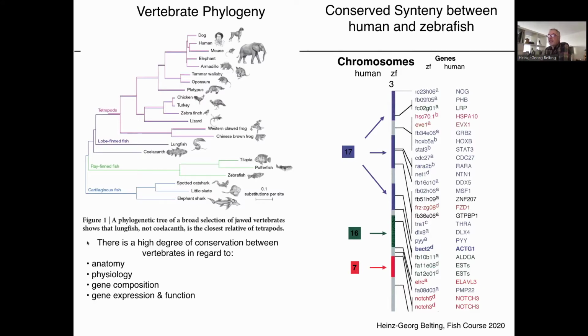So when you look at anatomy, you have a head, you have arms, and, as Markus also alluded to, the organs are there. The organs are there, the anatomy is there, the physiology is there. You can have diabetes in fish. You can use it for all kinds of disease models. The gene composition, as I showed you before on the right, is also the same. And gene expression patterns and function are all conserved. So we can use a fish as a model organism to look at general vertebrate development.